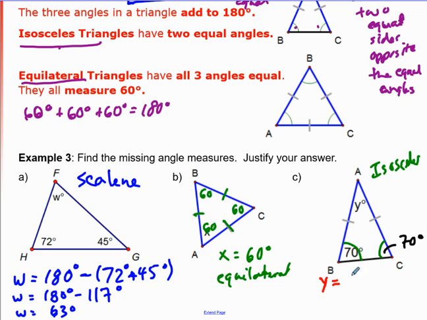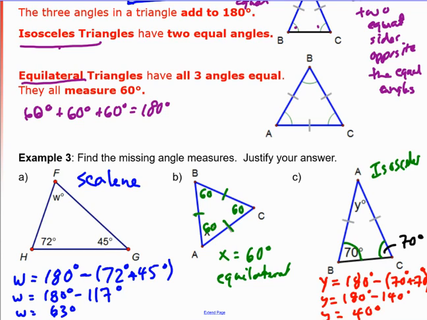Okay, so again, we have 180 minus the combination of 70 and 70. Well, that's 140. So 180 minus 140. We should have our degree symbols on there, shouldn't we? Okay, and 180 minus 140 is 40. So that's it.